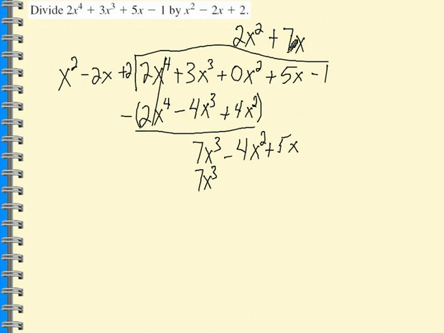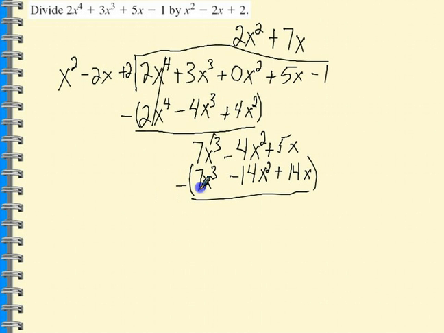And then once we have that, we just continue and multiply by these other two terms. So this gives us a negative 14x squared, and this gives us a positive 14x. Okay, once again, we want to subtract this polynomial.